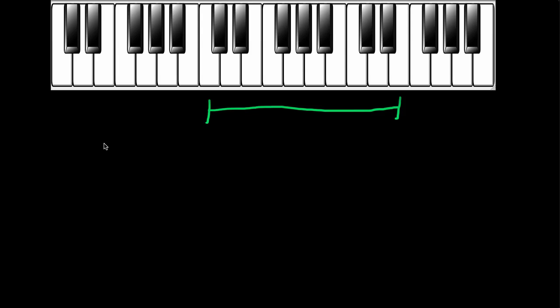Well, one way we can talk about these bigger intervals is to describe them as compound intervals. And all a compound interval is, is an interval that we already know, but communicating this idea that there's a gap of more than an octave involved. So it's not just a perfect fifth, or it's not just a major third, but it's a major third plus an octave. And that's what we've got here. So the distance between this C here and this E here is a compound major third.